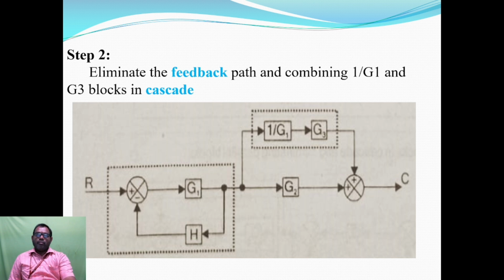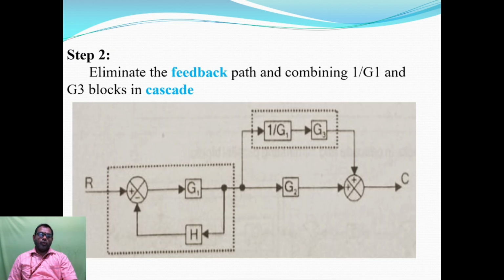We will multiply by 1 divided by G1 and G3, and eliminate the feedback path by combining 1 by G1 and G3. See the top one: it has a feedback with one block and a cascade of 1 by G1 and G3 blocks. There are two blocks cascaded, and we use the negative feedback loop elimination on the input side. R is the input. So this is step number 2.